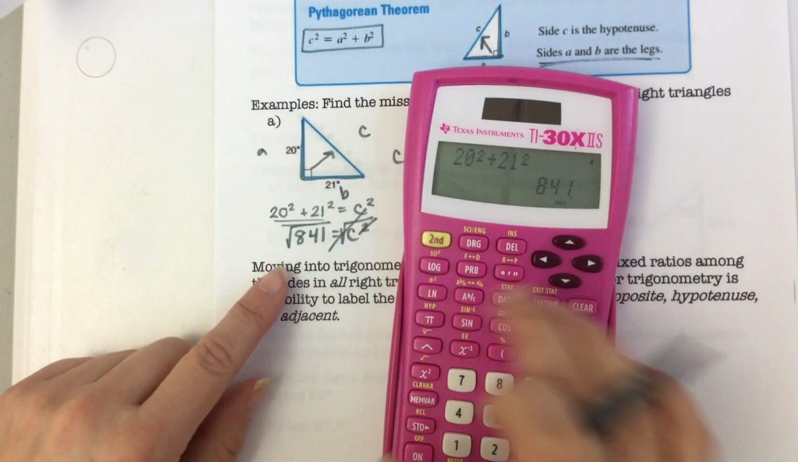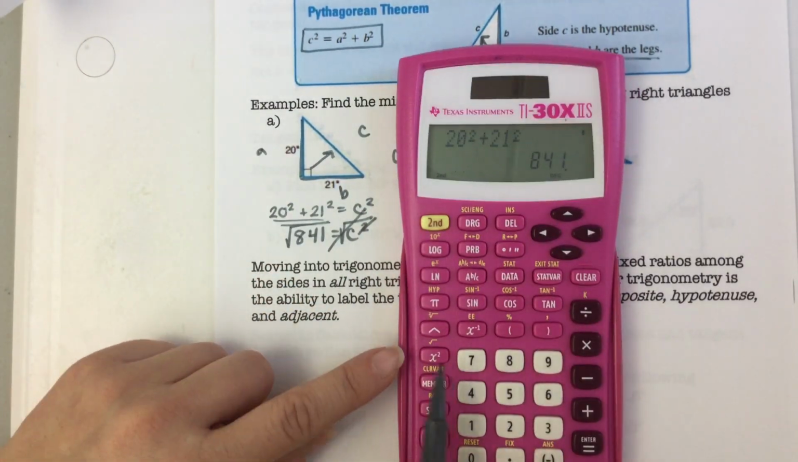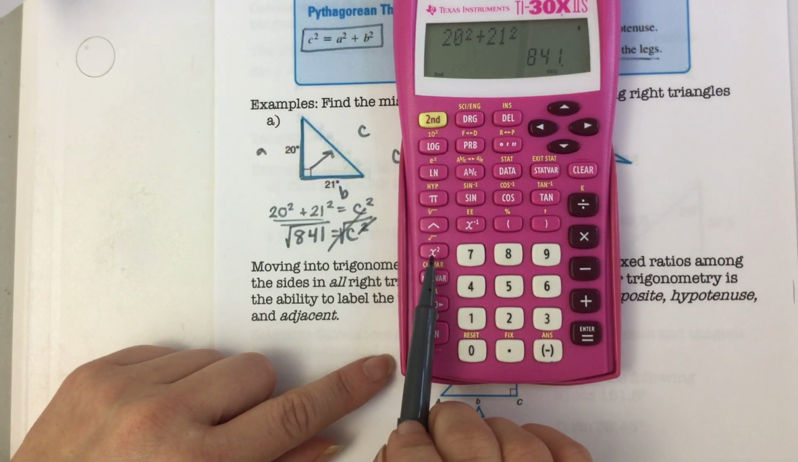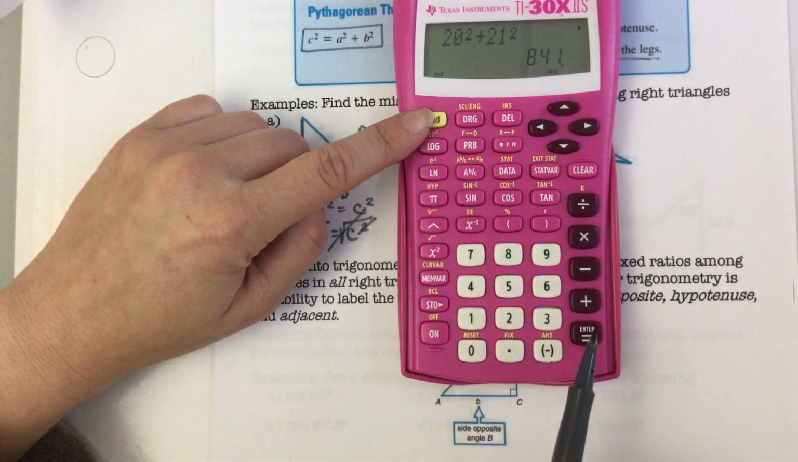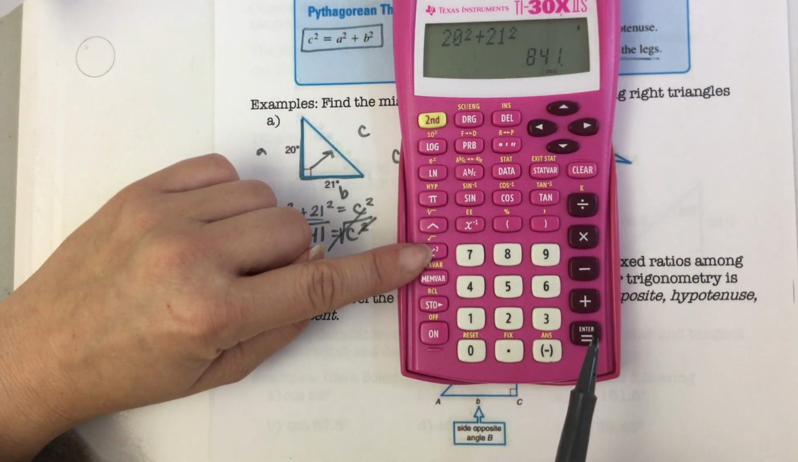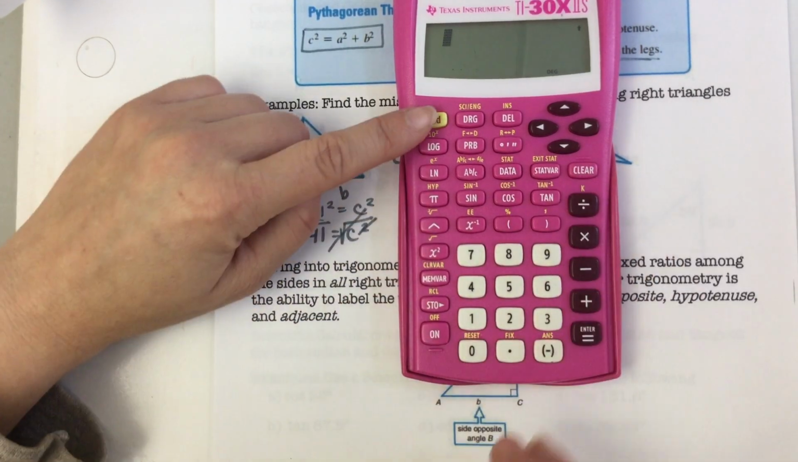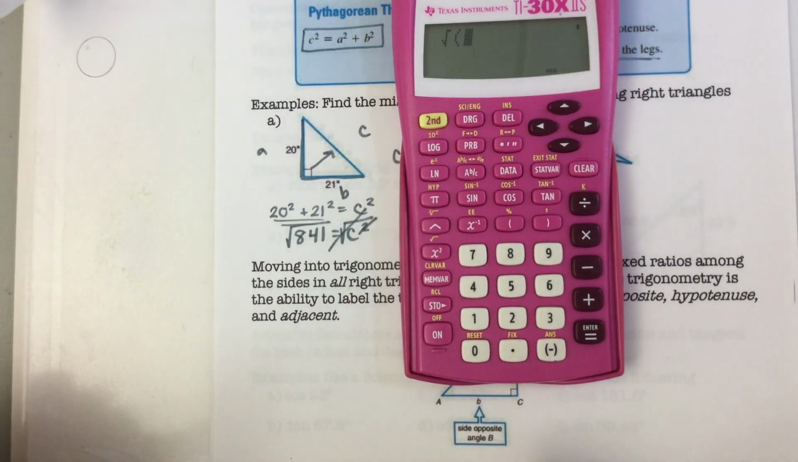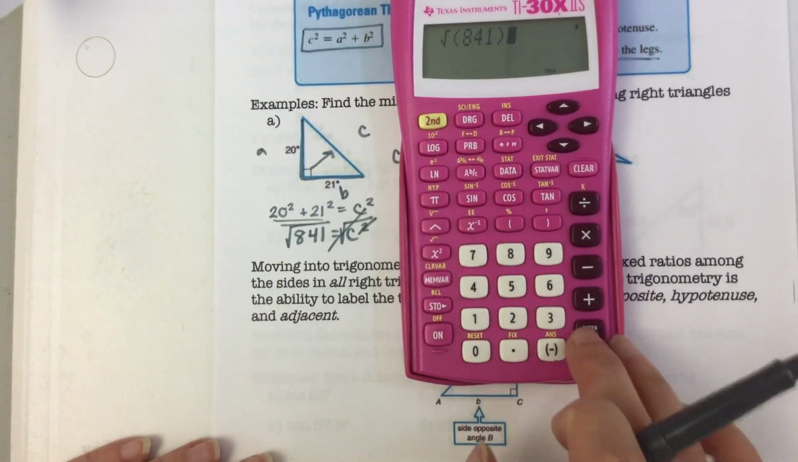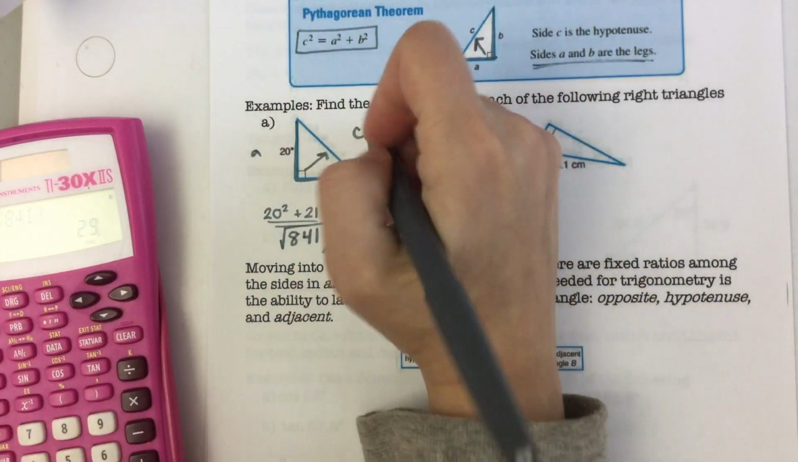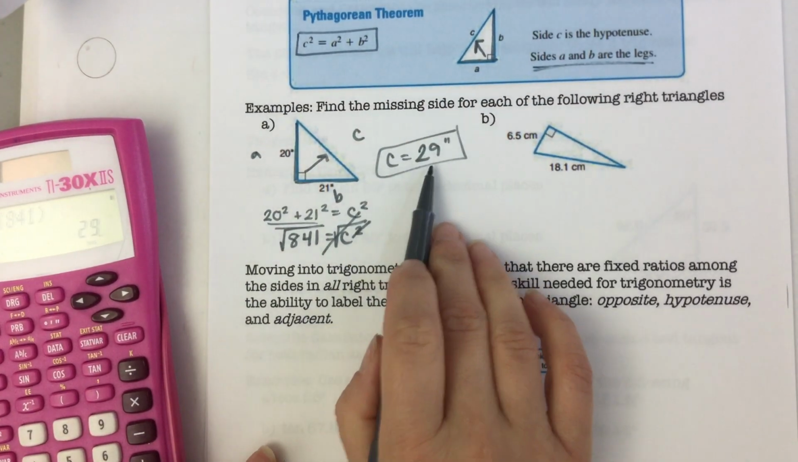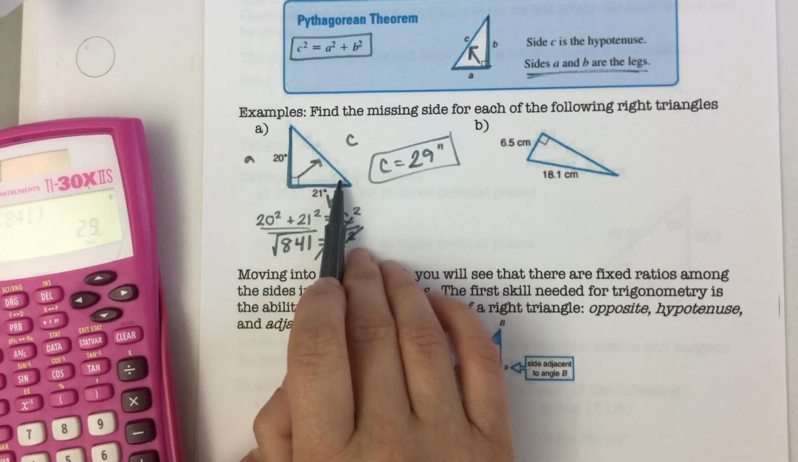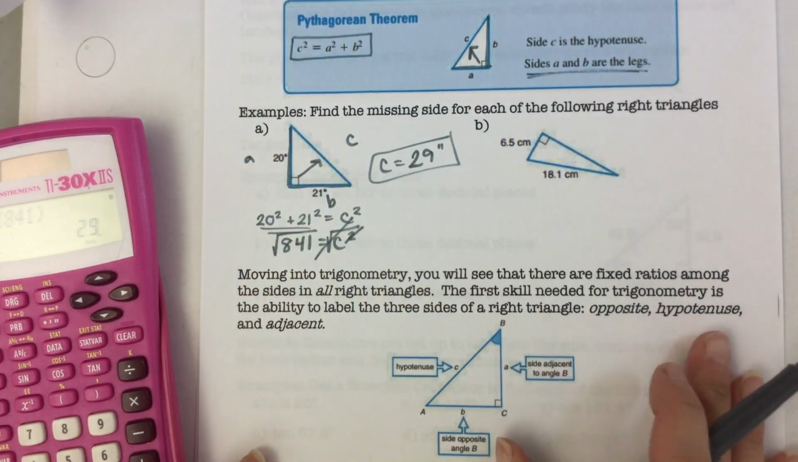So my answer is the square root, and on your calculator, notice on mine it's right above x squared. There's the square root symbol. So in order to get that, I have to hit the second key. Second x squared, I think I hit it twice. Second x squared, so there's the square root of 841. It is 29. So this measurement is 29 inches. And notice this is the hypotenuse, it is longer than the two legs.